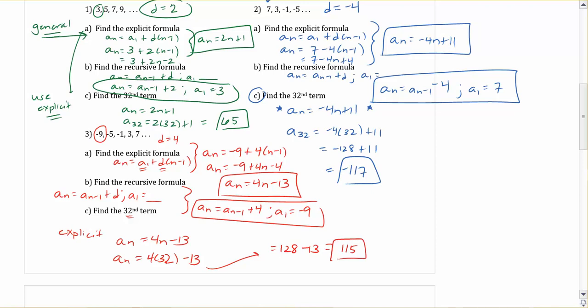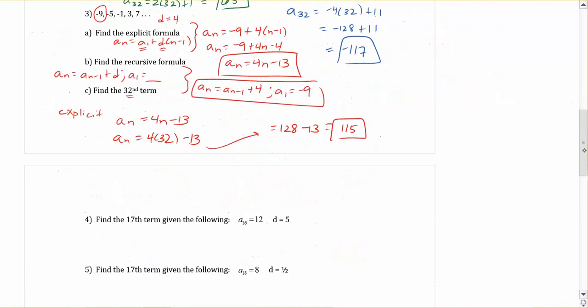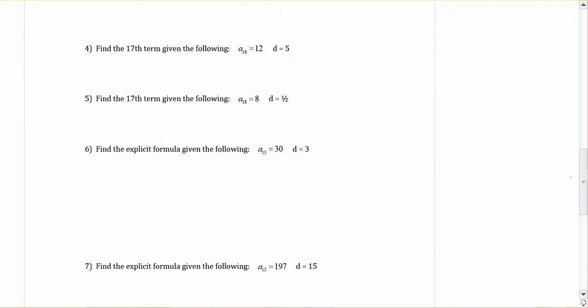Okay. Now, using those formulas and kind of our knowledge of arithmetic sequences, we're going to do the next couple problems on the next page. So if I scroll down, all right, it says find the 17th term given the following. All right, they gave me a sub 16 equals 12 and the common difference.